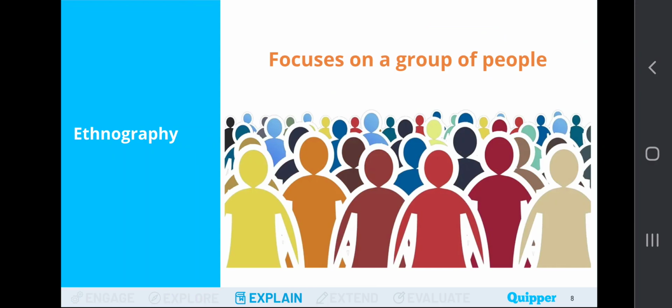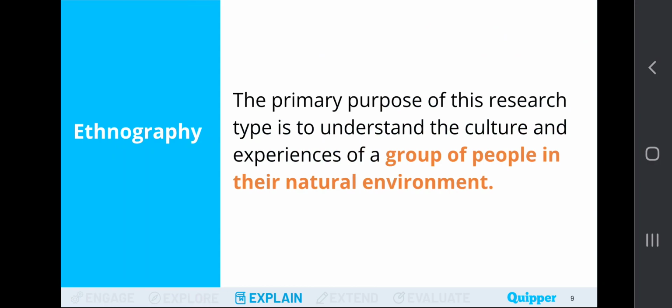Next is ethnography. This focus is on a group of people. Ethnography, or the primary purpose of this research type, is to understand the culture and experiences of a group of people in their natural environment. So ethnography could be used to do a description or to understand the culture and experiences of different tribes in Mindanao, such examples of different tribes in Visayas or in different parts of the world. That's ethnography.